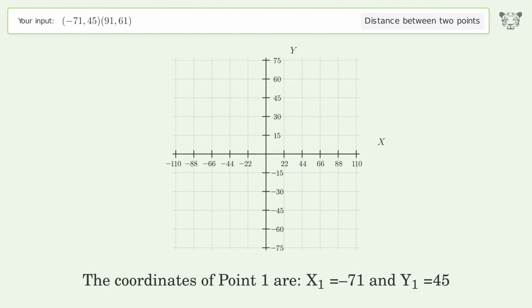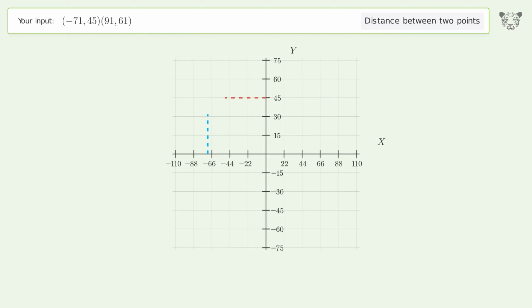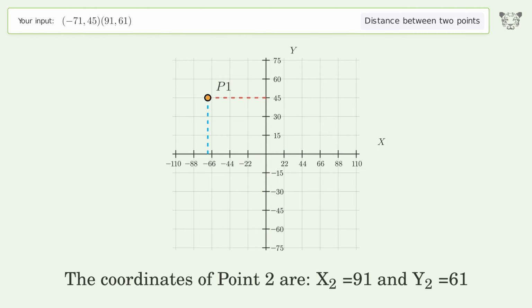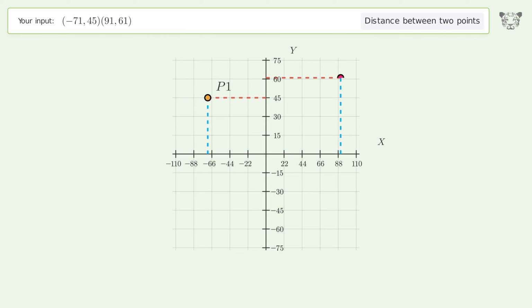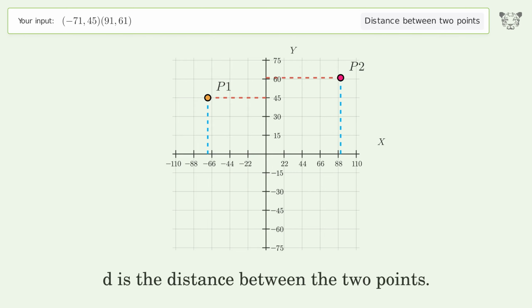The coordinates of point 1 are x1 equals -71 and y1 equals 45. The coordinates of point 2 are x2 equals 91 and y2 equals 61. D is the distance between the 2 points.